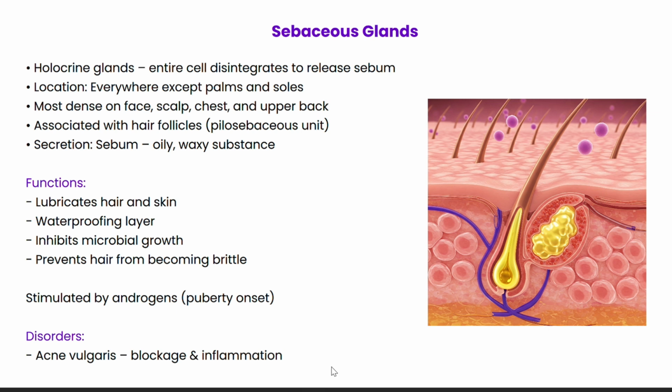Now let's talk about the sebaceous glands, the oil factories of our skin. They are holocrine glands, meaning the whole cell bursts to release its content. These glands open into hair follicles and secrete sebum, a natural oil that moisturizes and protects the skin. These become active during puberty thanks to androgens, and that's why teenagers often battle with acne. When these glands overproduce or get blocked, it can lead to pimples and inflammation.